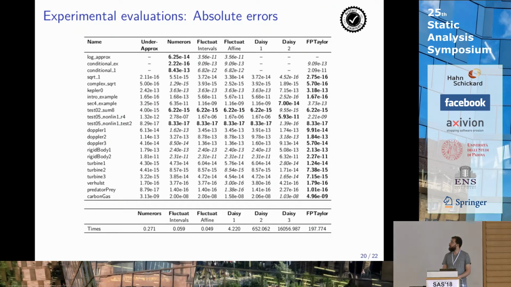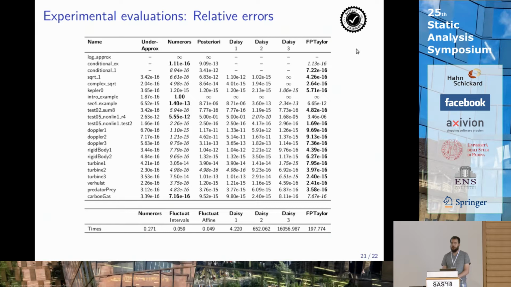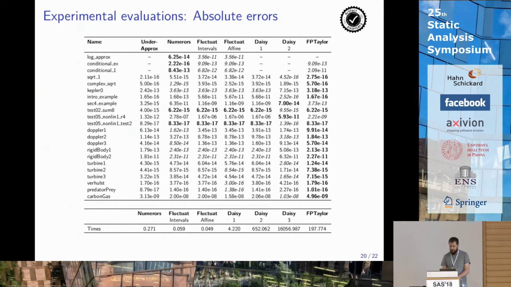And the columns are the following. The first one is another approximation obtained by random sampling. It's just to have an idea of what error we want to estimate. Next, we have Numerals, followed by two columns of Fluctuat. The first one uses the interval abstract domain, and the second one uses the affine forms abstract domain. Then we have two columns for Daisy. We are not perfectly sure of the difference in the options we used, but we wanted to have a global overview of the possibilities of the tool. And finally, there is FPTaylor.